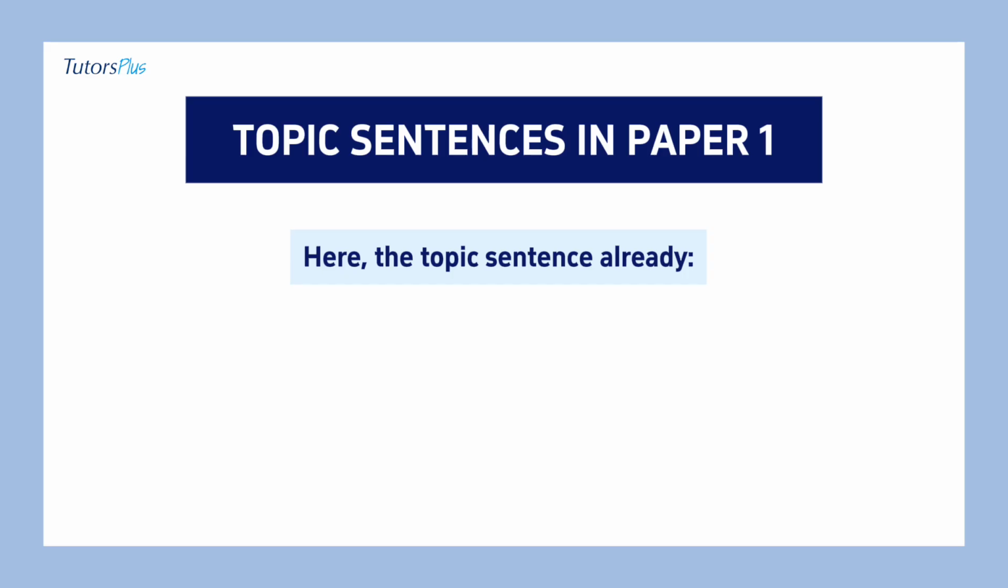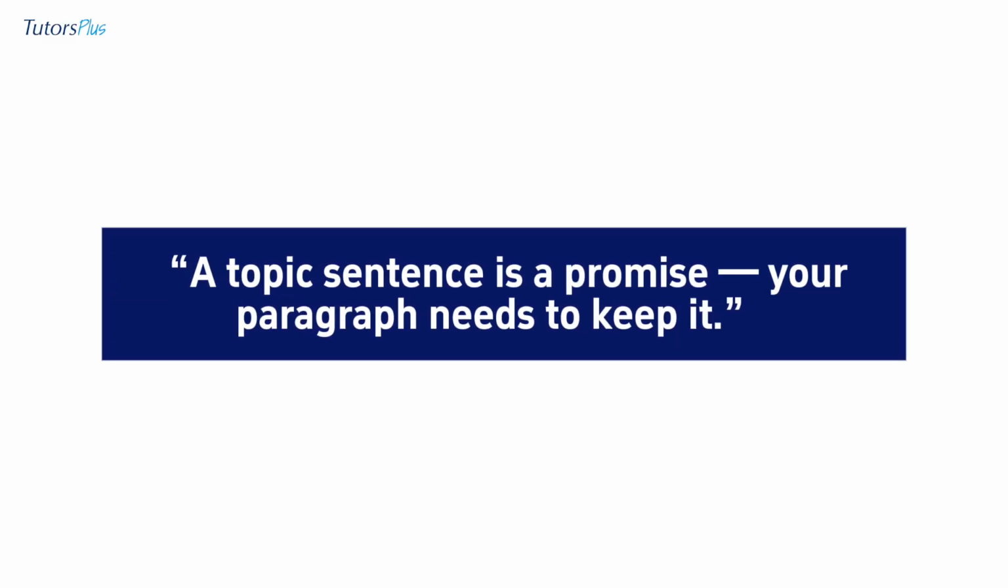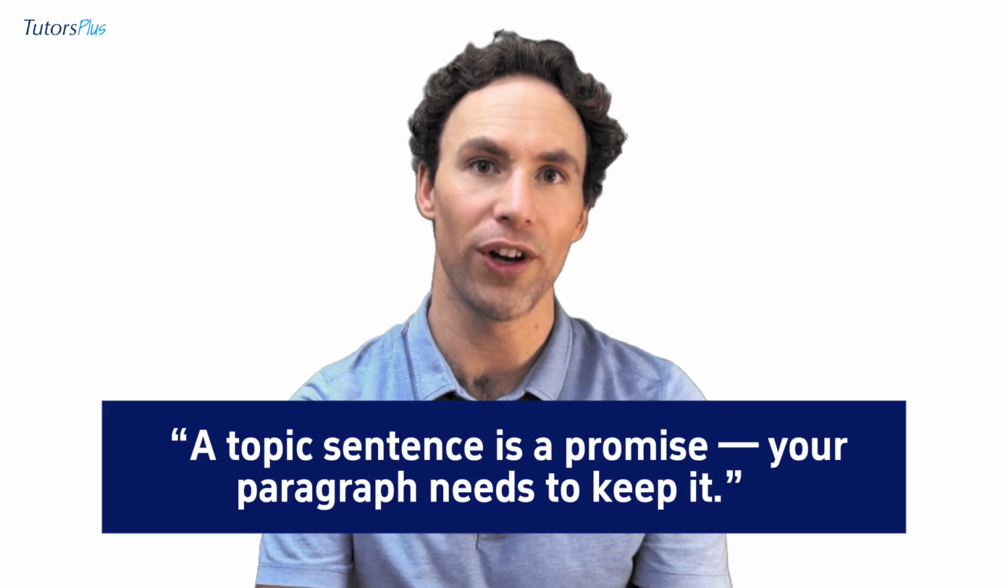The topic sentence here already states the idea with the urgency. It signals the method with the repetition that takes shape. And it gives direction in how the tension increases. So the paragraph now has a clear starting point. We know where it's going to go. This topic sentence is your promise, and your paragraph needs to keep it. It's your promise to the examiner on what's going to happen and what you're going to look into.